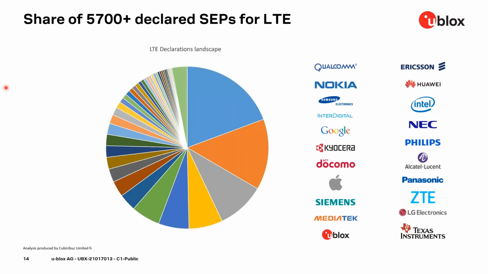So how big is this situation? Just to give you an idea of the scope here, this is a chart from some ETSI data that indicates the claimed ownership of more than 5,700 declared standard essential patents in the LTE standard. So 5,700 plus patents and literally hundreds of inventors that contributed.